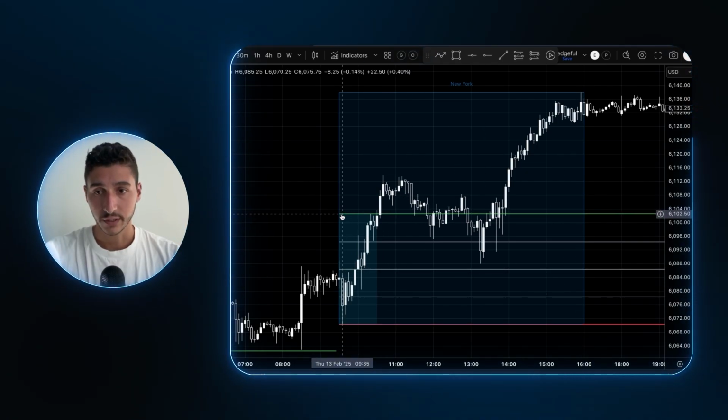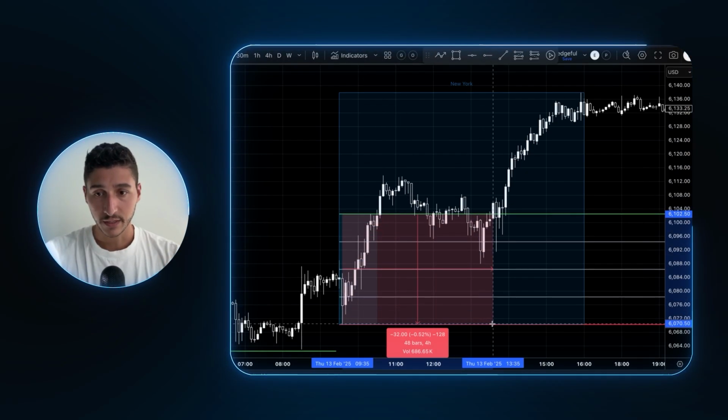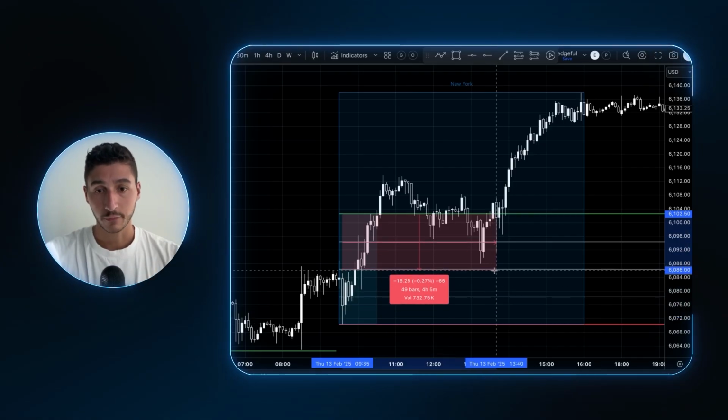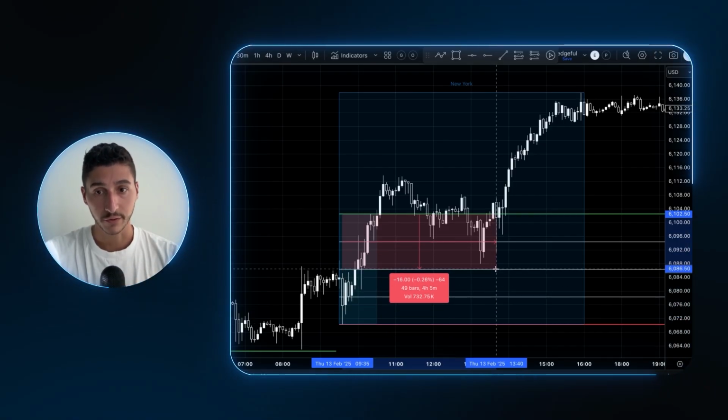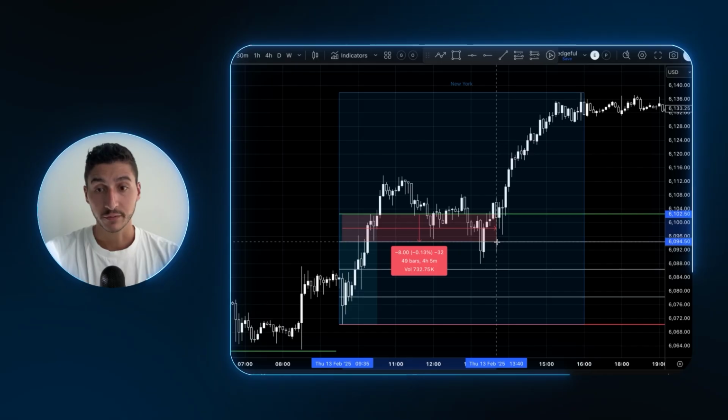So in this example here, this IB is 32 points. The halfway point is 16, which is obviously half of 32. The 25% retracement is 8, which is 25% of 32.